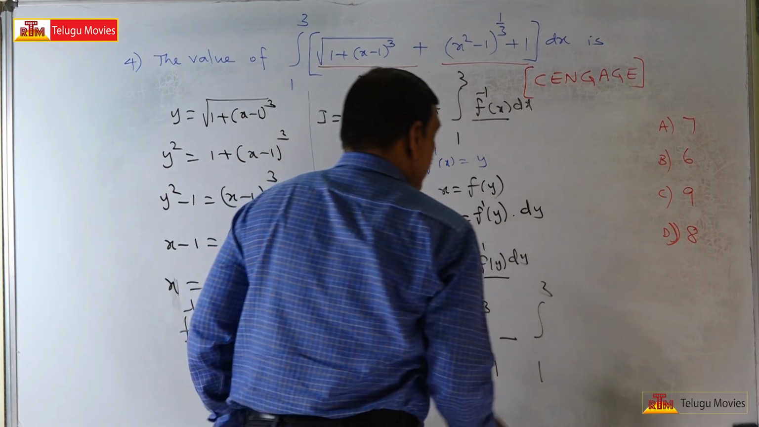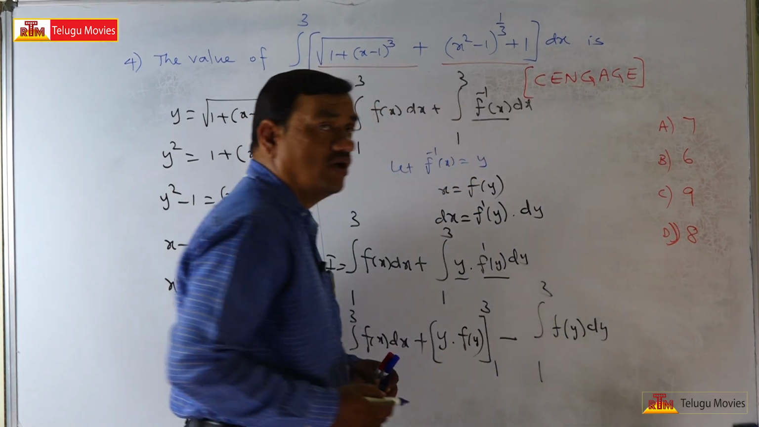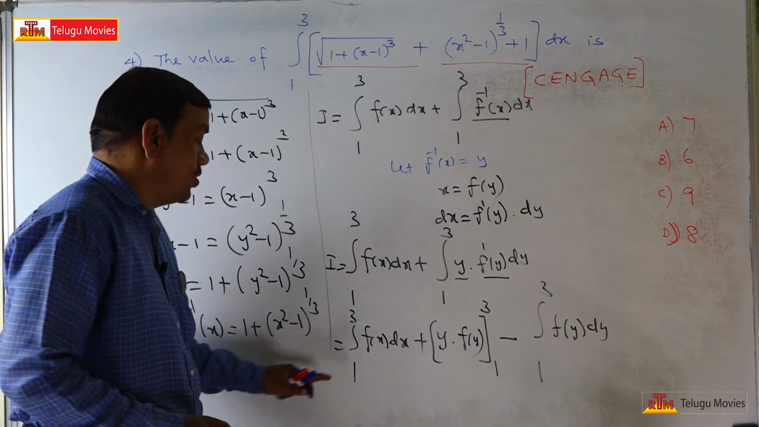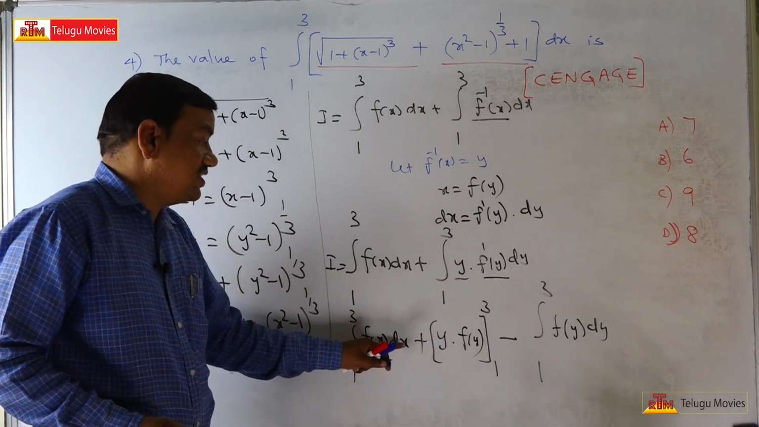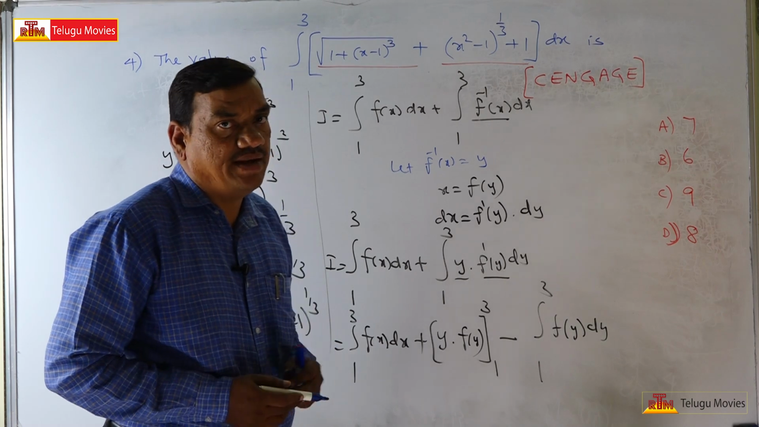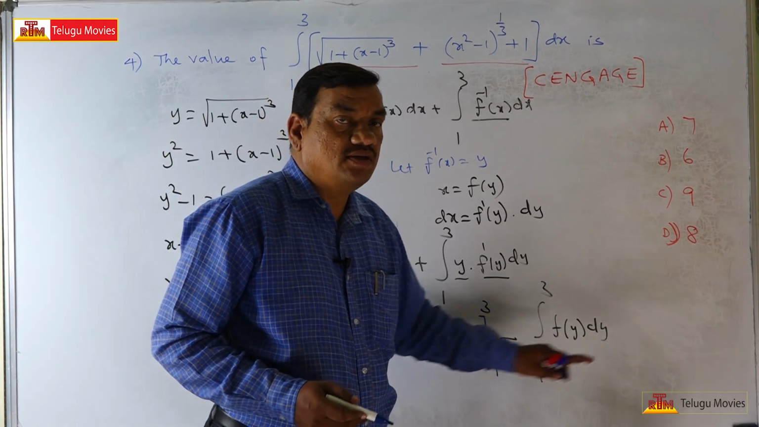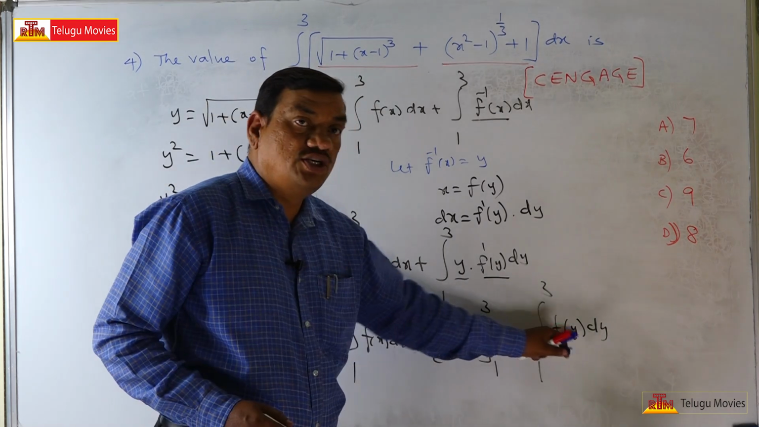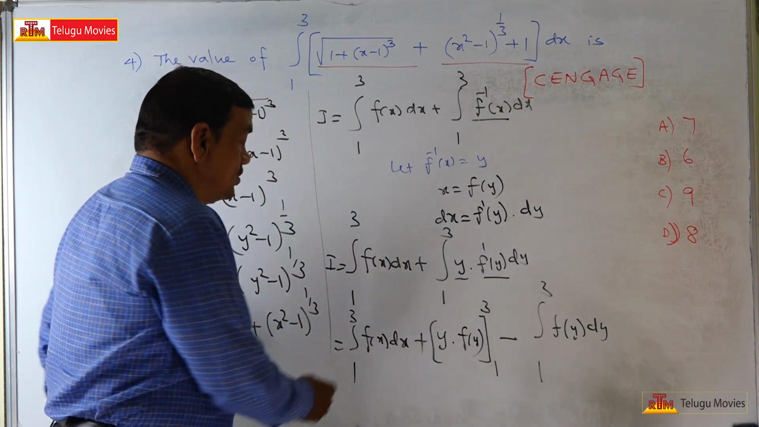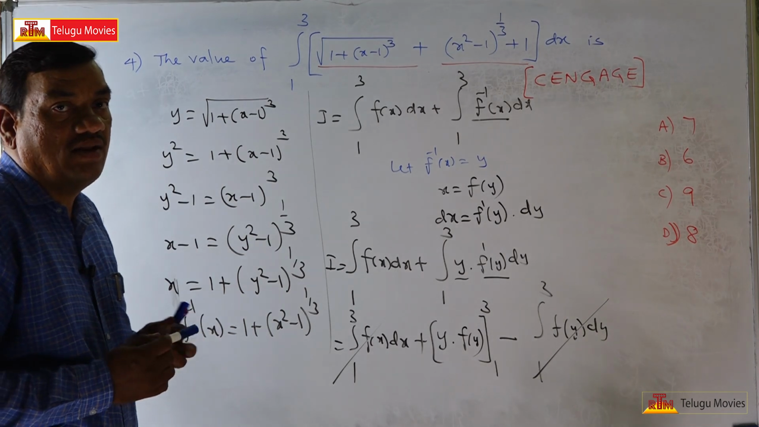So again this will get cancelled. So f of y dy. The integral of f dash of y you have to write, that is f of y dy. If you observe integral 1 to 3 f of x dx and 1 to 3 f of y dy, both are the same. The only thing is, here the variable is x, here the variable is y. So altogether both values are the same, but here plus is there, here minus is there, so you can cancel both the things.